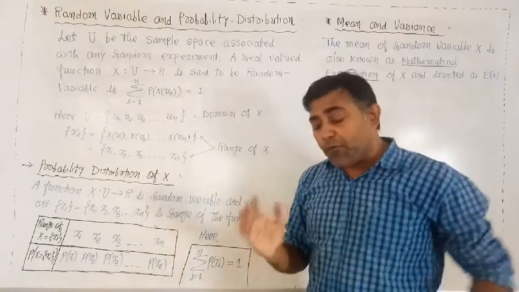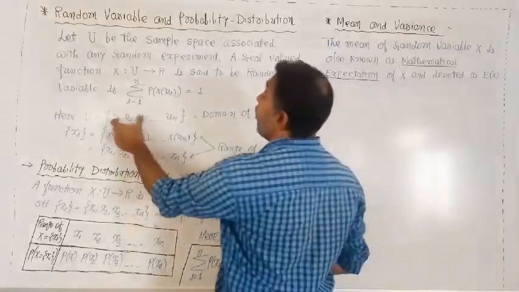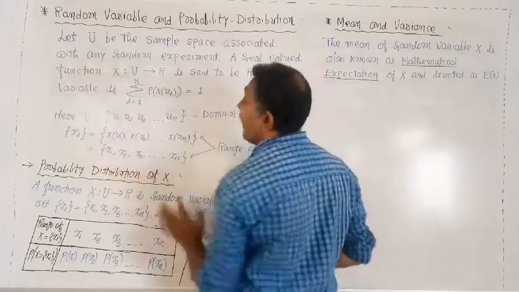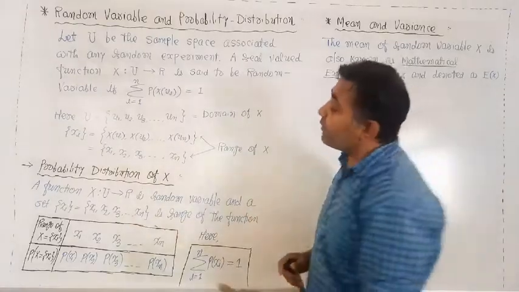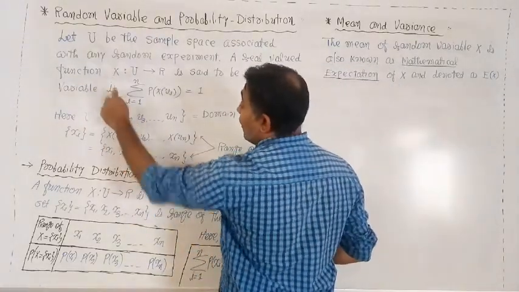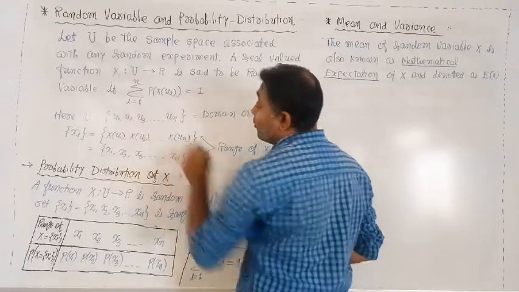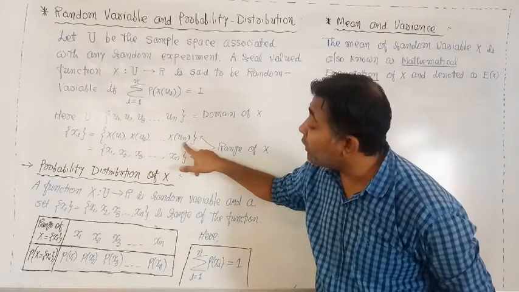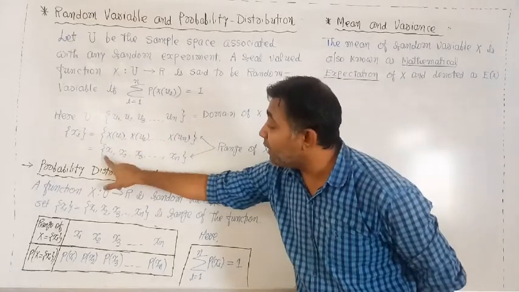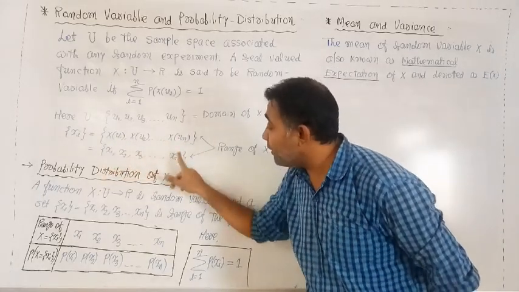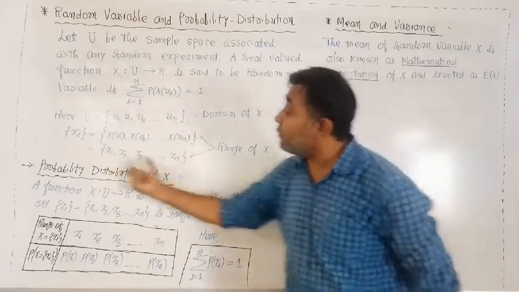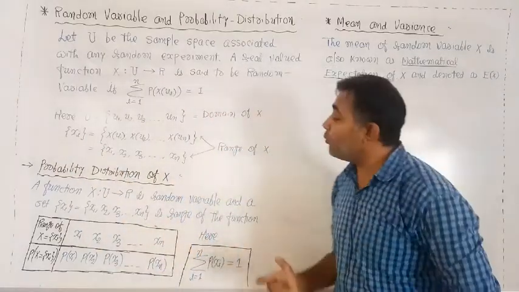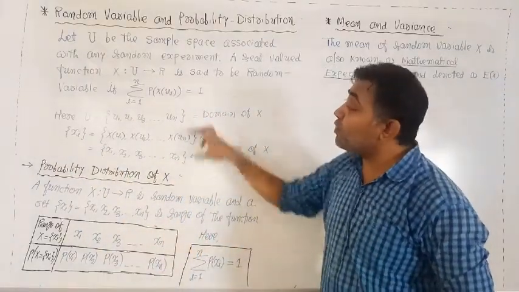Now we know that if a function is given, then by putting all of the values, it means all of the elements of the domain, in the given relation X, we get the range of the function. It means applying relation X on u1, u2, u3 up to un, we get a set X of u1, X of u2, X of un. Let us say X of u1 is x1, and so on: x1, x2, x3 up to xn. So this set we may write generally as xi, which is also known as the range of the function.